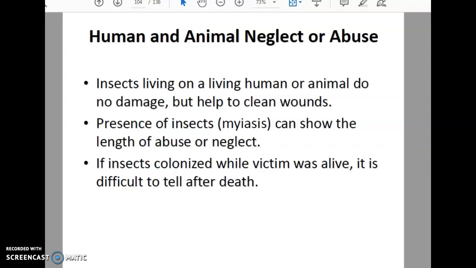Presence of insects can show the length of abuse and neglect, if there are some found in a wound. This has actually been shown sometimes, like in old folks' homes, where they'll find maggots in a wound, showing that maybe there's been neglect of a patient. Maybe they actually have bed sores and they haven't been cleaned, and they'll find this type of stuff in them, and it shows neglect.